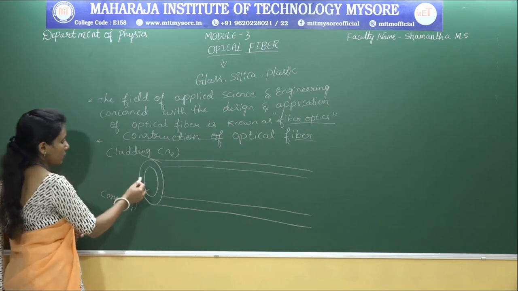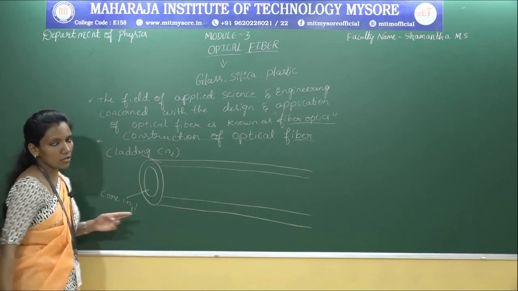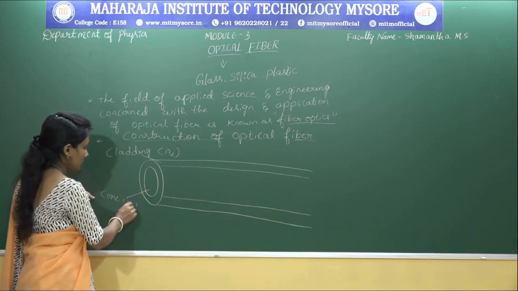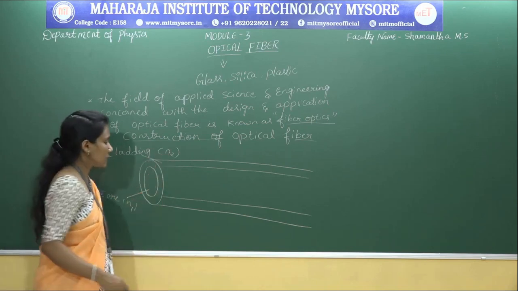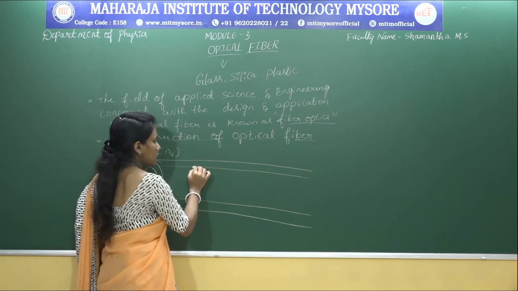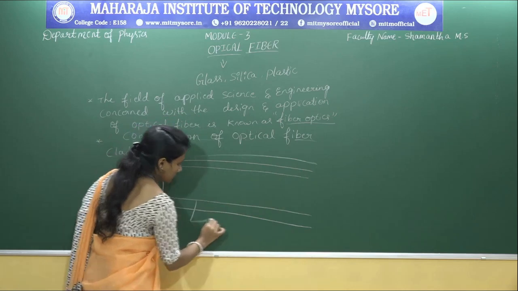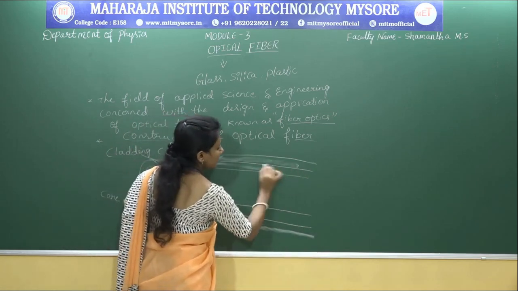N2 and this surrounding, what is the light ray if enters, that is called the surrounding medium. So N1 is the denser medium and the cladding region N2 is the rarer medium. This is covered with the sheath. This optical fiber, this cladding, is covered with the sheath.